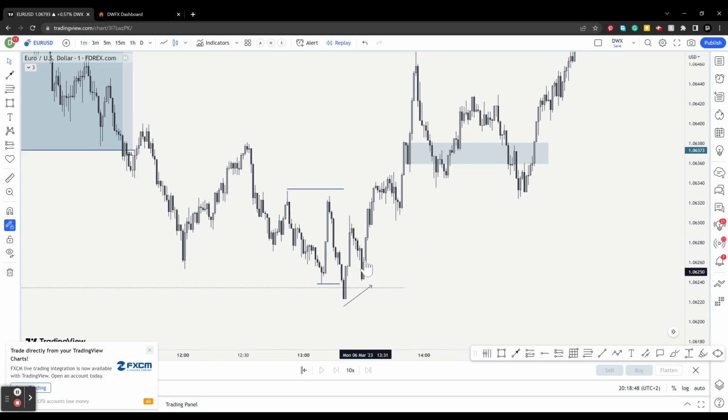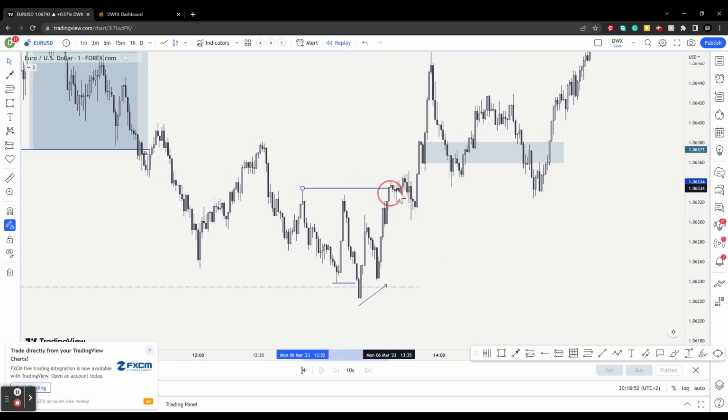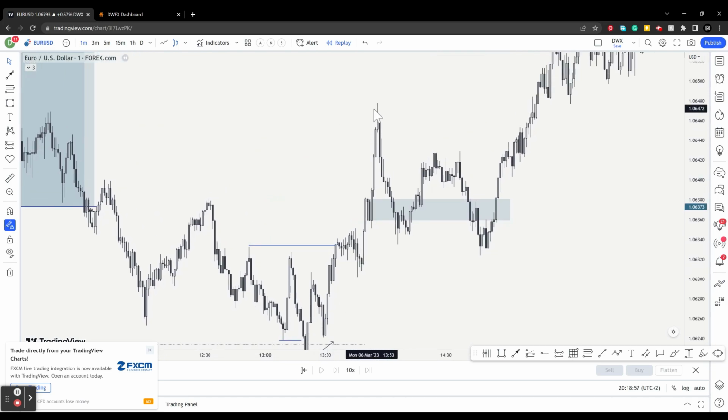Okay, so now we first see the shift in structure. We're creating a higher high, and then price confirms that higher high by creating a new high above this high. And then we have another explosive move towards the upside, breaking more structure and clearly indicating the price is bullish.